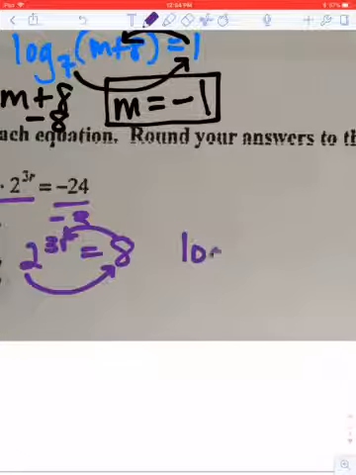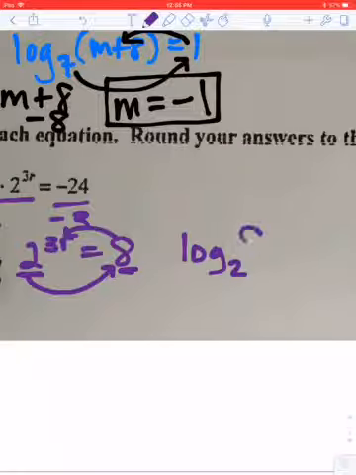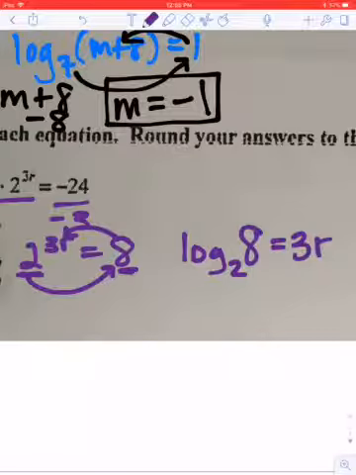I'm going to write the word log, but now this will become my base. This will become what I'm taking the log of, and 3r will become the opposite side. So this right here would definitely be a calculator problem. So the log base 2 of 8, you would type that into your calculator and you would get 3.